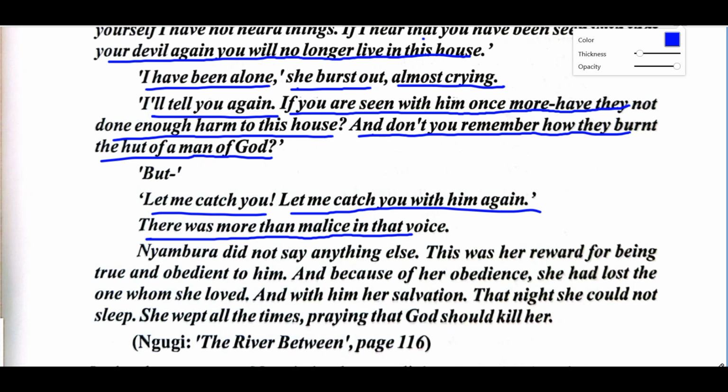So this is The River Between. If you want to look at this story, it is on page 116. So this is where we are using the direct speech. Direct speech is where you use double inverted commas or single inverted commas. So this is what you are advised to do. So this is an example.